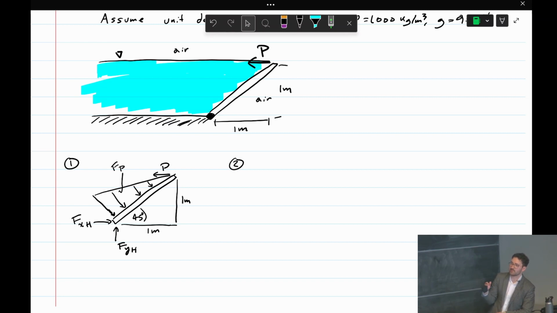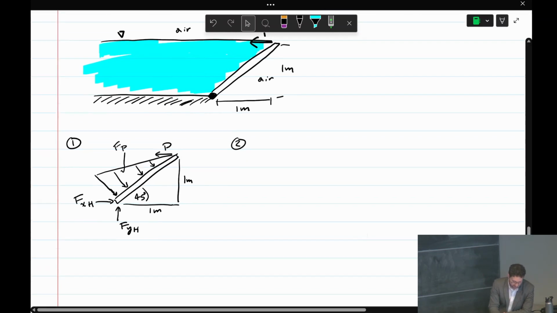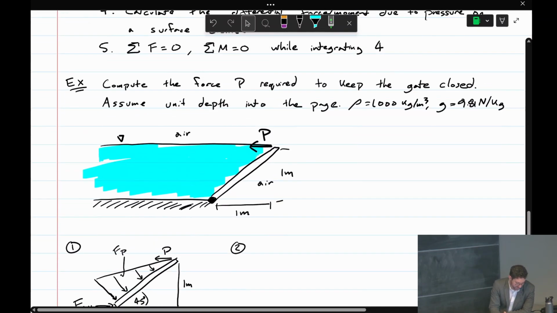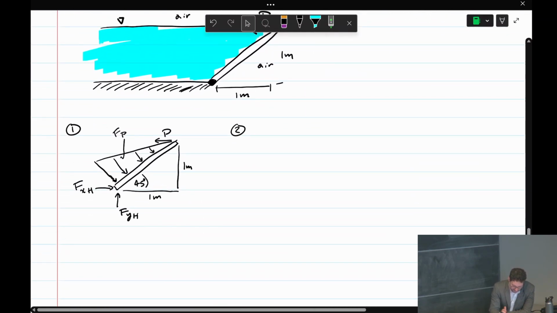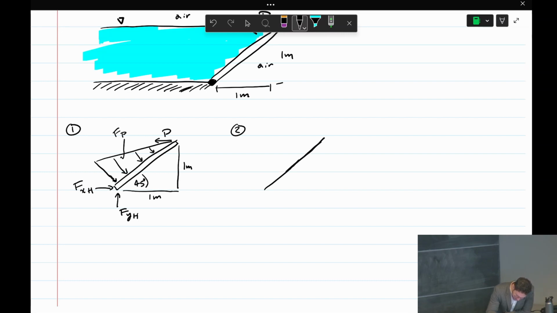So ultimately what we're going to do is take a sum of moments about the hinge in order to do this. We could also do a force balance and compute it that way, but we'd have to account and compute the forces at the hinge. So we do extra steps that way. So step 2 in the algorithm I gave you was to define a surface coordinate system. Here's what I mean by that. So assume that this line here is our surface. Our surface coordinate system will look like this.